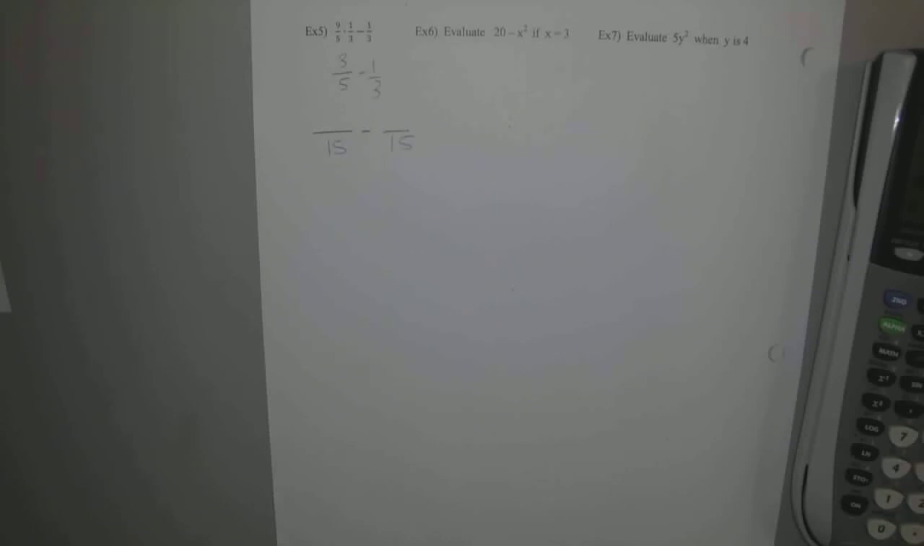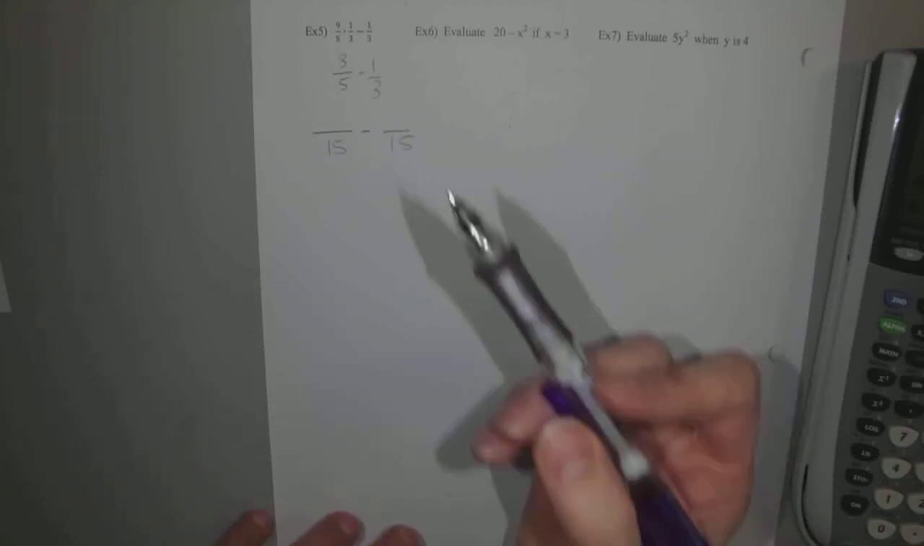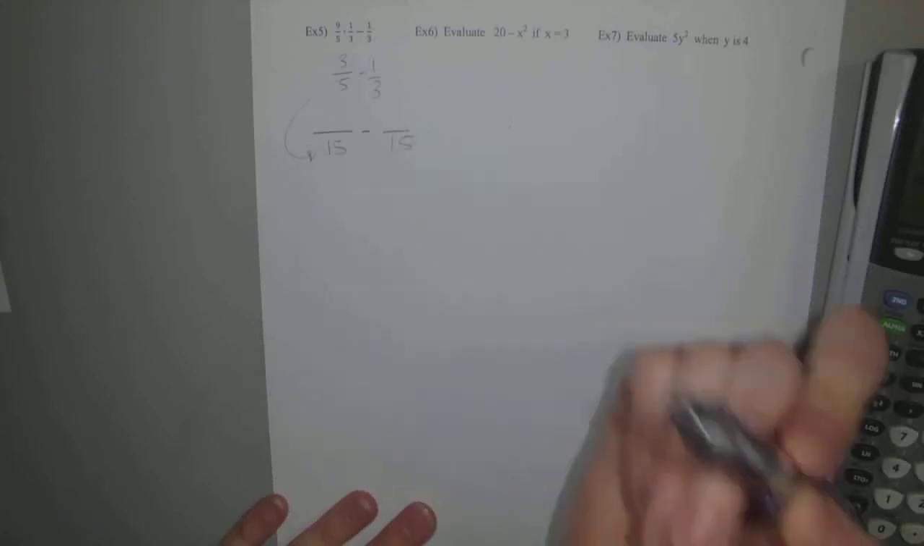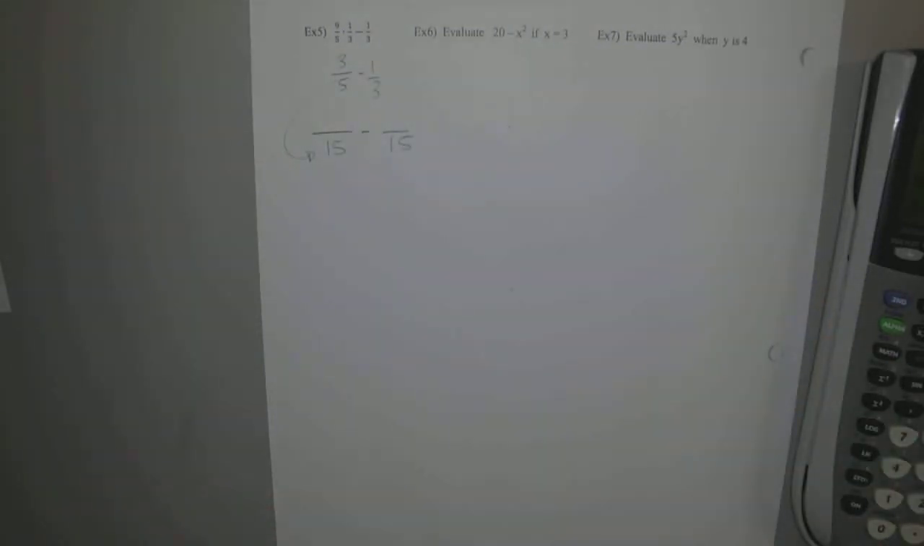Is that all right? So you ask yourself, what did we do to... I just never reduced. Okay. So what did we do from 5 to 15? What did we multiply by? 3. By 3, okay? So what we're going to do is we're going to multiply the top by 3.